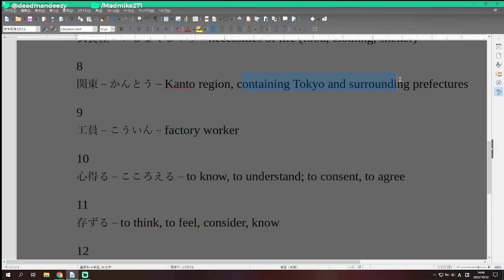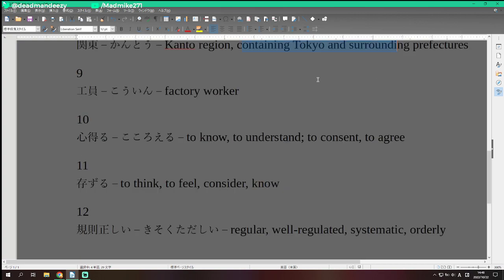Excuse me. Number 9 is a koin. Ko on the left side for engineering or construction, and in on the right side for an employee doing such work. A koin is a factory worker, a manufacturing worker.